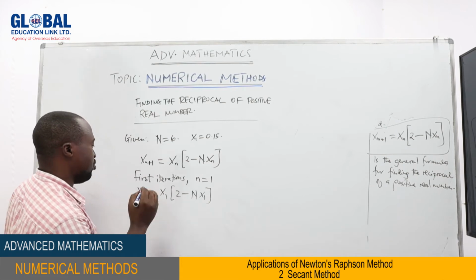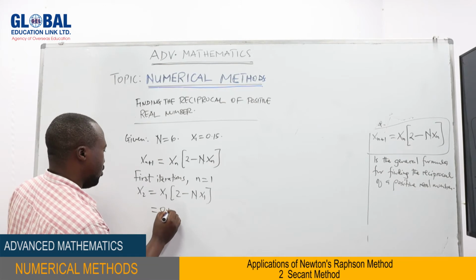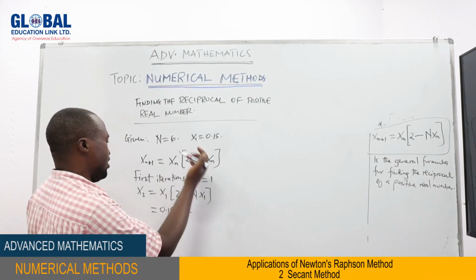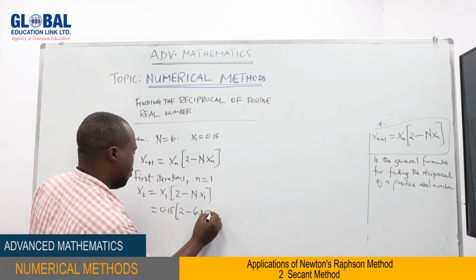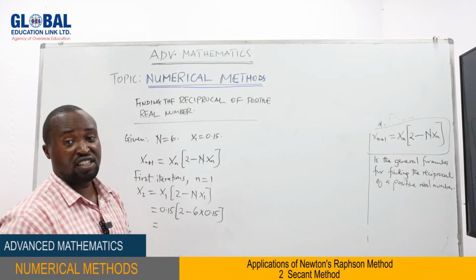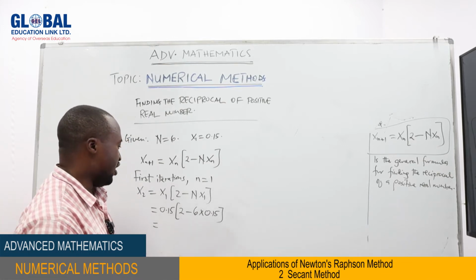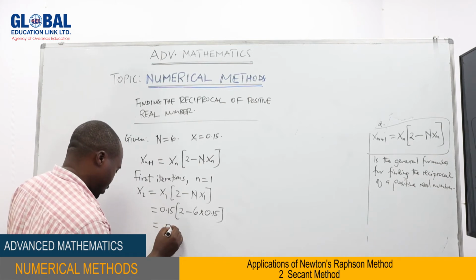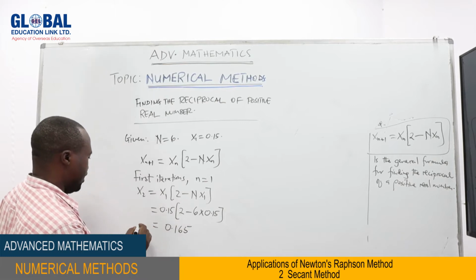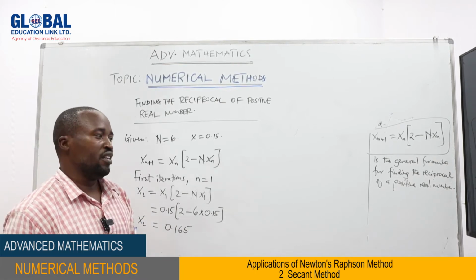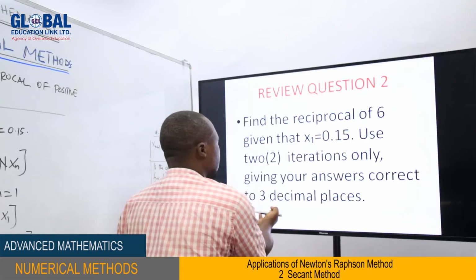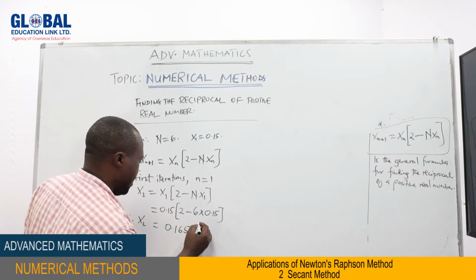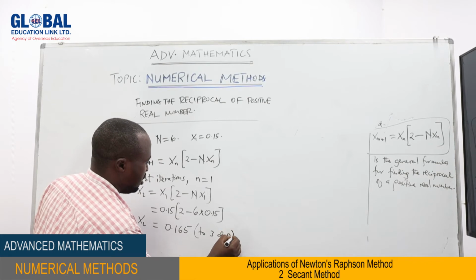So x2 will be equal to x1, that is 0.15 bracket of, then we have 2 minus. Now our n is 6, so we have 6 times 0.15. Now we just take your calculator to compute the final answer. So by using calculator, we are going to have this answer, that is 0.165. That is x2. Remember, they said give your answers correct to 3 decimal places. So make sure to maintain the number of decimal places, that is to 3 decimal places.